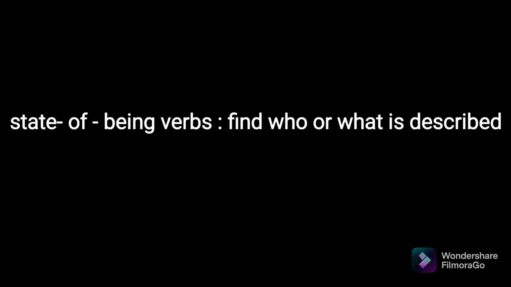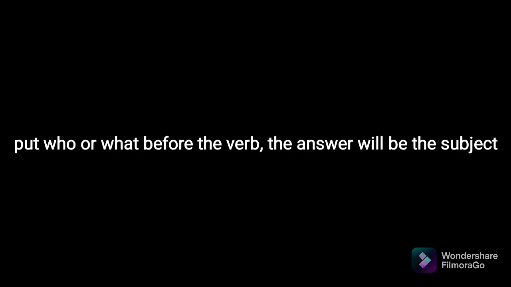So in short, to pick out the subject, find out the verb and then find out who did the action. If it's a state of being verb, find out who or what is being described. A very easy technique: put who or what in front of the verb and the answer you get will be the subject. Let's see some examples.